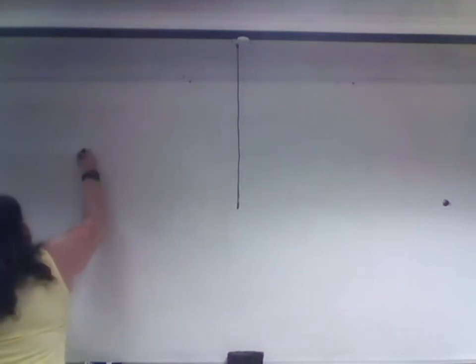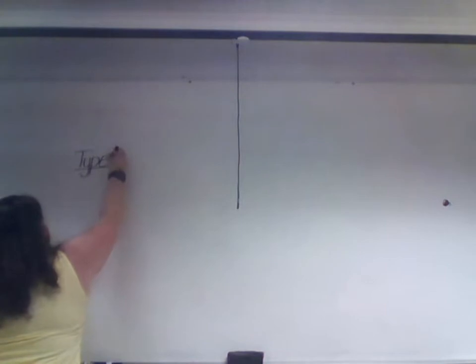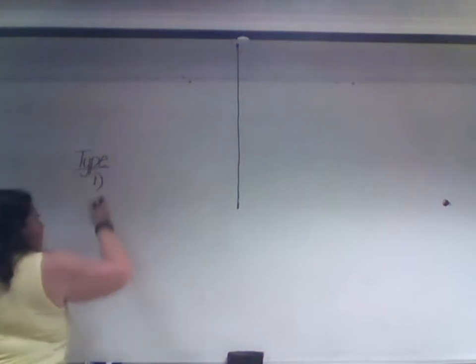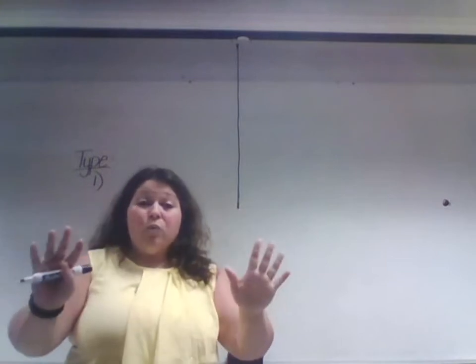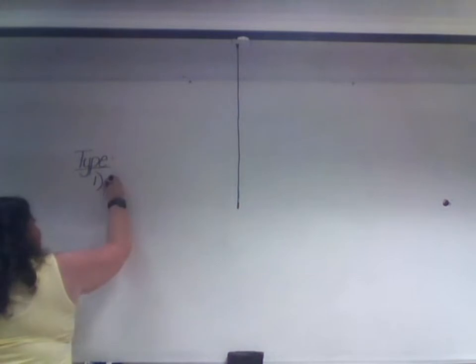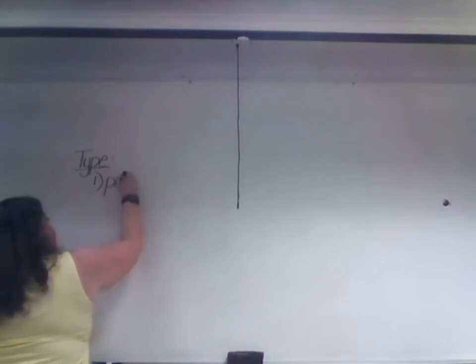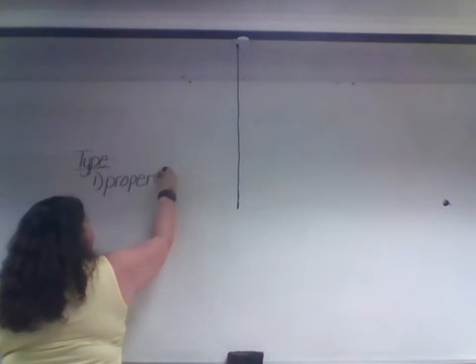Our first type of fraction doesn't really have a name because it's what we want it to be. We'll call it a proper fraction. That's just my word, that's not a book word. So we have our proper fraction, where the top is smaller than the bottom.